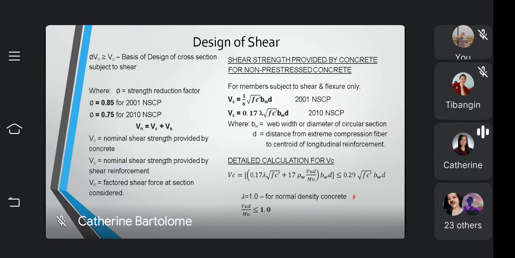Okay, so do you have any question? Ma'am, ano yung 1 doon? Value? Yung rho W, ma'am. Rho W. Still ratio. Ay, okay.